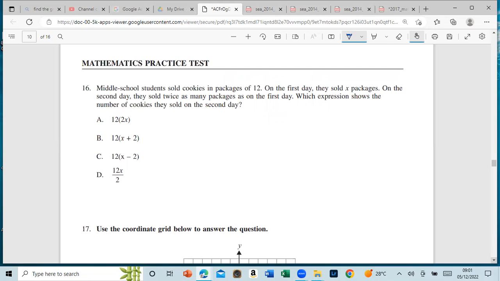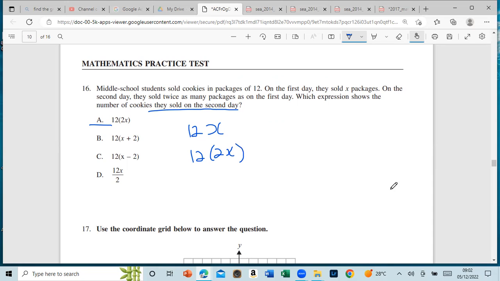So that would be A. Remember, this is not the total. They say for the second day. So they sold x the first day. And remember, it's 12x, so if it's 1, it's 12 times 1, if it's 2, it's 12 times 2. And they say it's sold double, so it's 12 times whatever was sold. Alright, let's move on to number 17.